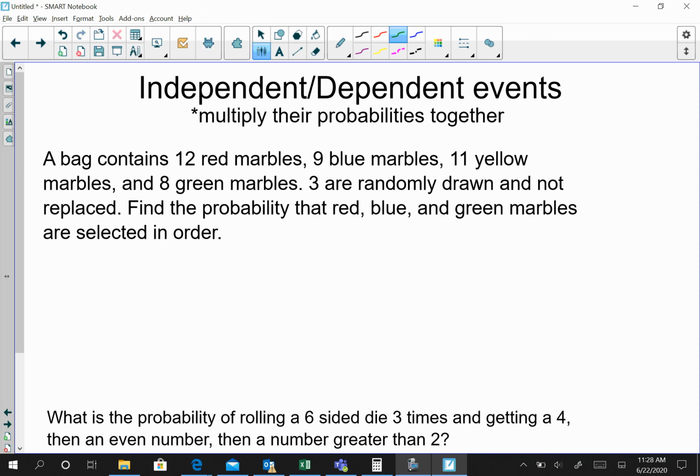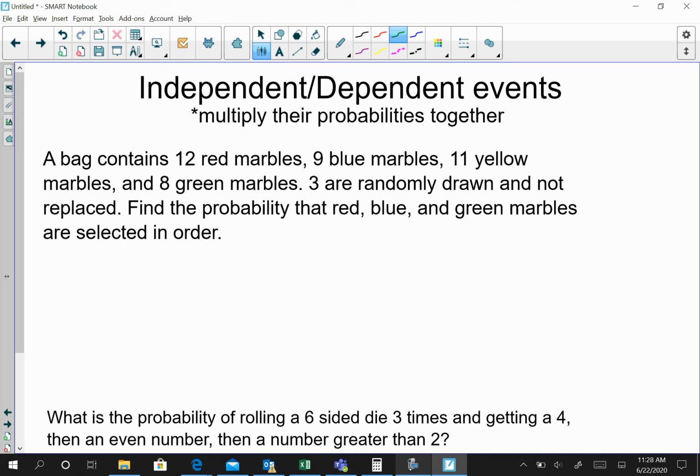Okay. Independent and dependent events, really that just means you're doing more than one thing. Sometimes they rely on each other, like their outcomes rely on each other, and sometimes they don't. So either way, you're just going to multiply their probabilities together. Find the probability of each individual event, and then multiply them together.